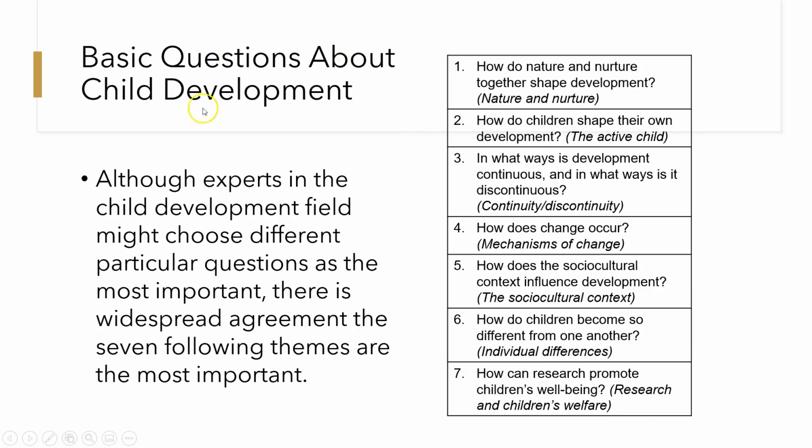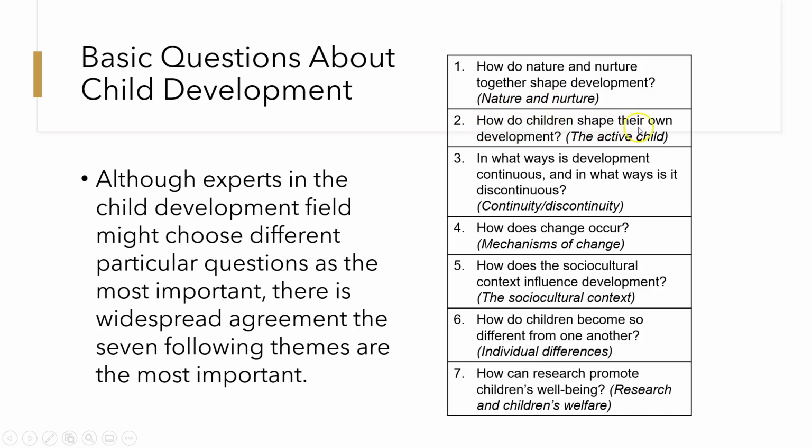Some basic questions about child development. Although experts in child development may choose different questions as the most important, there's widespread agreement that these are 7 really important themes. How do nature and nurture together shape development? Nature being biology and nurture being the environment. And we're going to talk a lot about this.